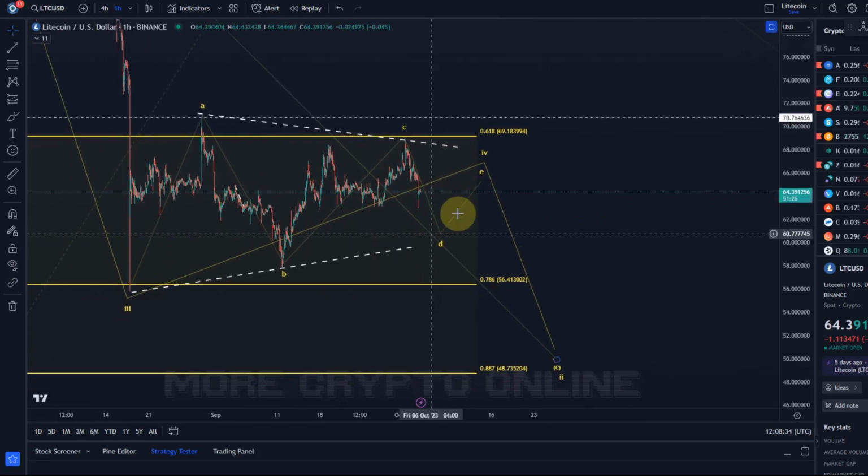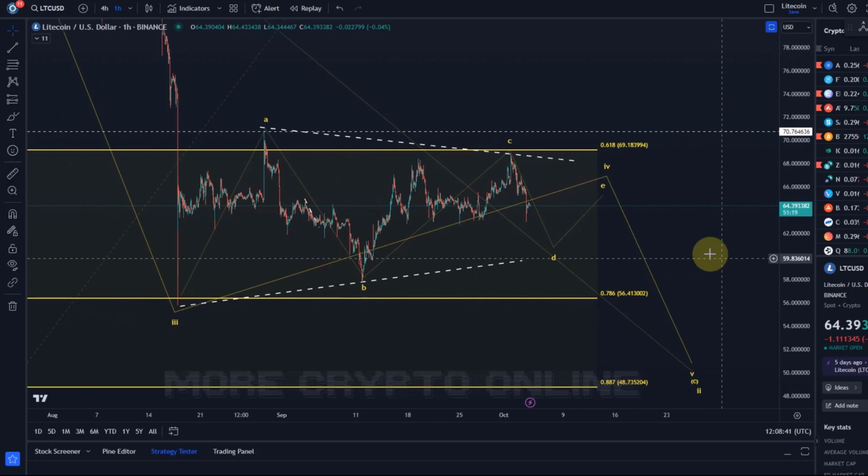So let's label the microstructure here potentially for this D wave now. That would be the current assumption, that we're in the D wave. Of course, it can always reset the C wave a little higher. Then we will have to restart the D wave and it will just extend the triangle.